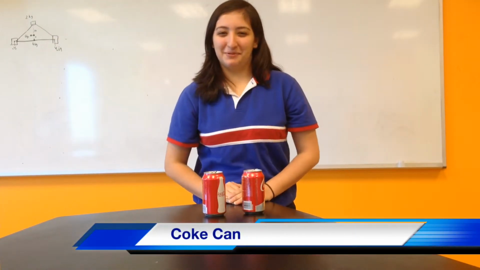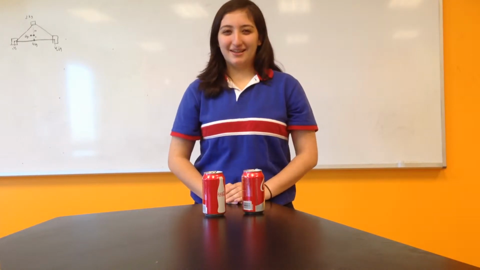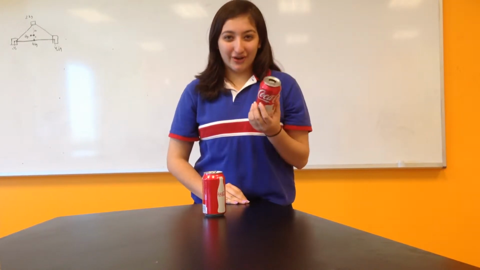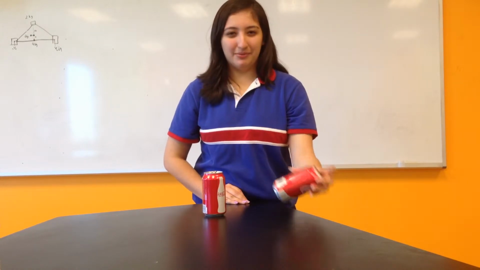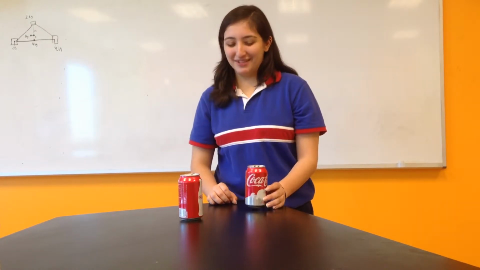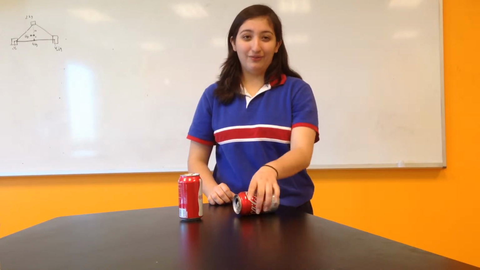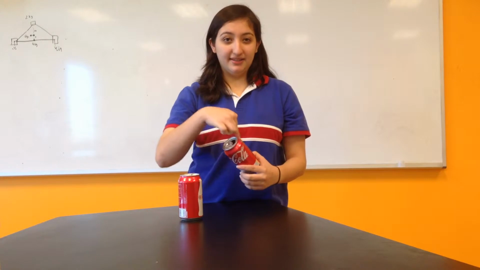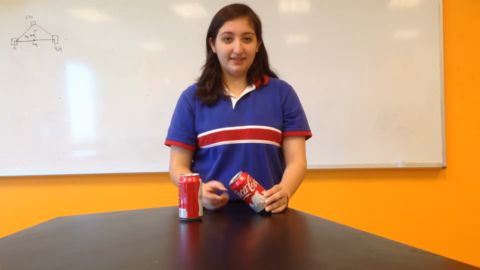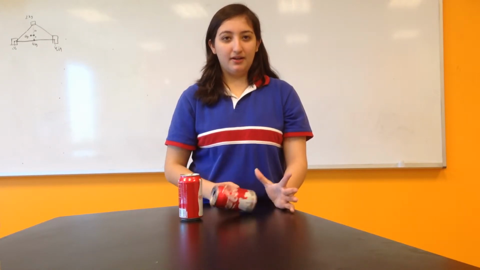This is my fourth experiment. This one you can do with your friends. Get an empty Coke can and try and get them to balance. Of course, you're not going to be able to do this. No matter how many times they try, it's always going to fall. This is because the center of mass of the Coke can is here in the center. And if you were to balance it like this, there's nothing to support it.